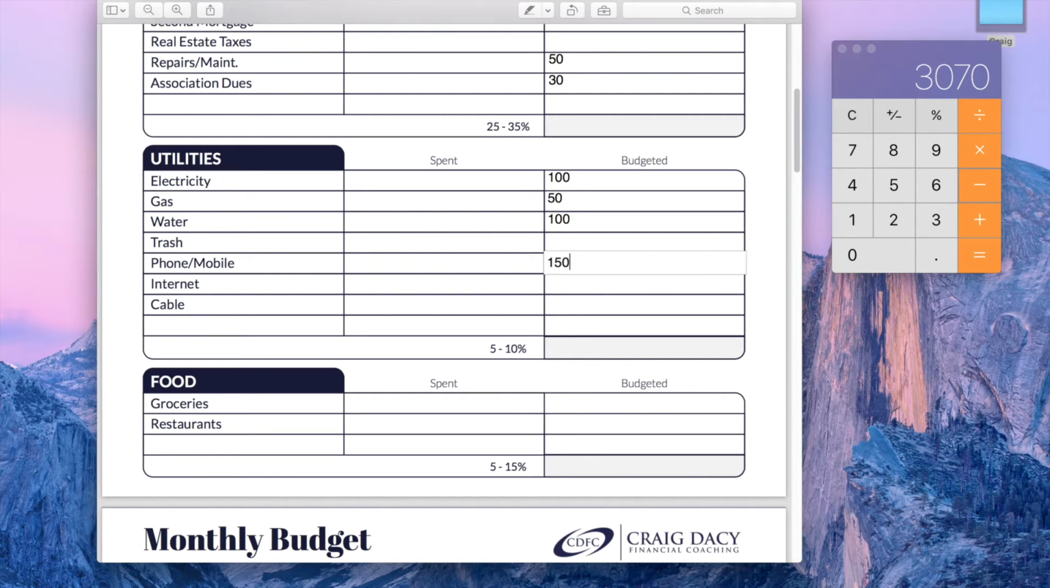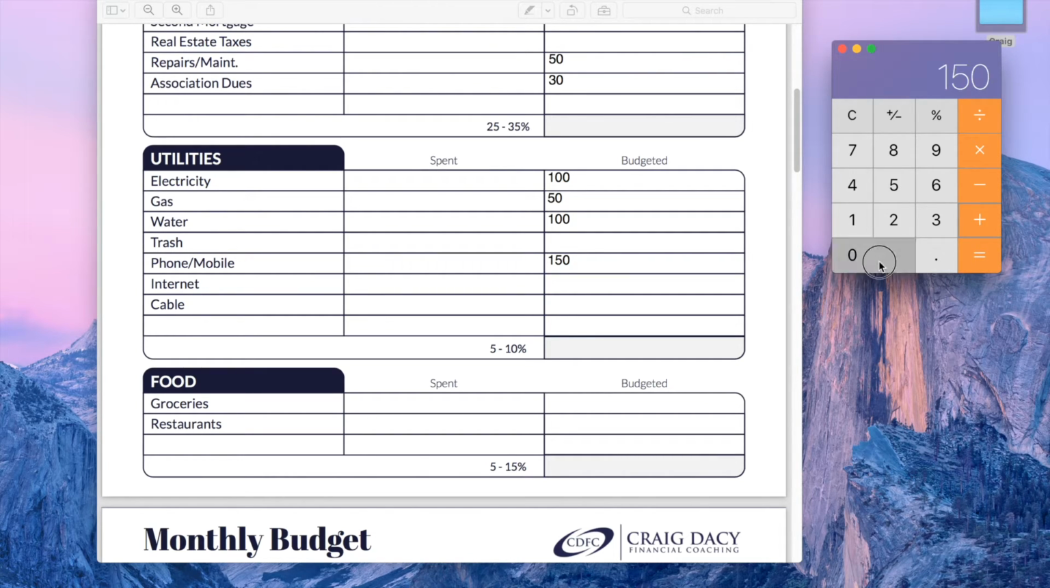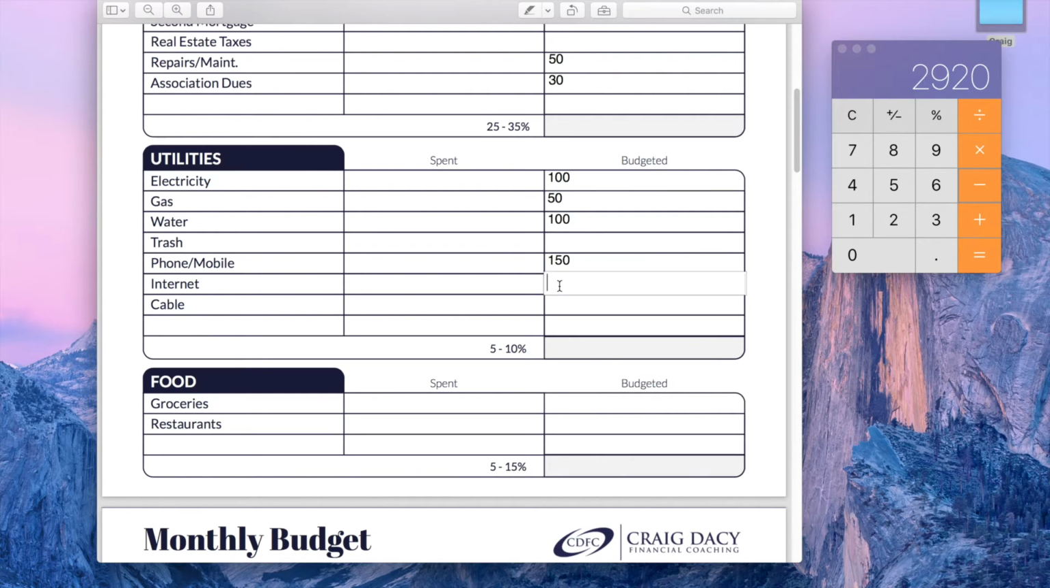All right, your cell phones. So this is if you have, depending on how many phone lines you have on yours, whoops, not 1,500. Better add that 1,500 back in. I hope your phone bill is not 1,500. Let's try that for 150 this time. Okay, so phone bill, around 150 for this person. Again, put your number in.